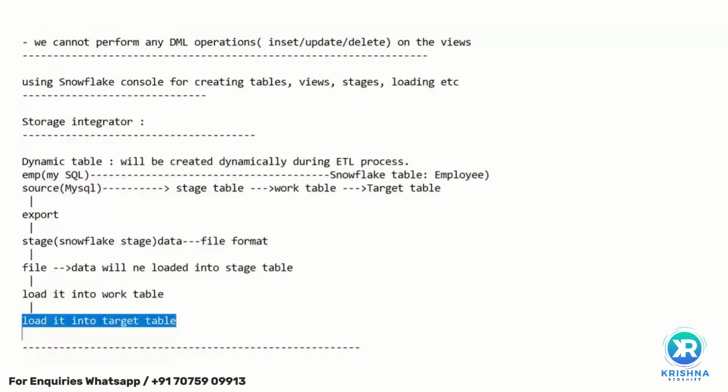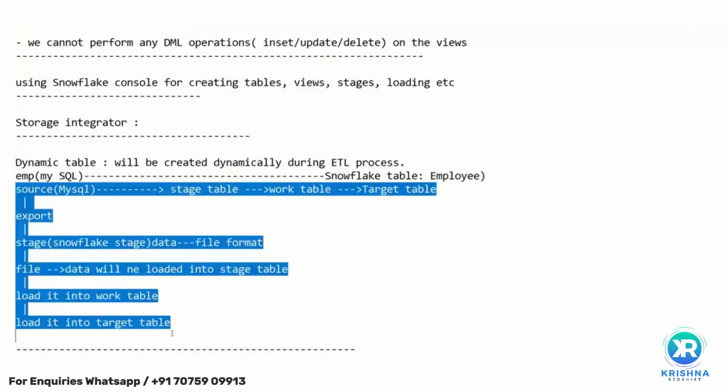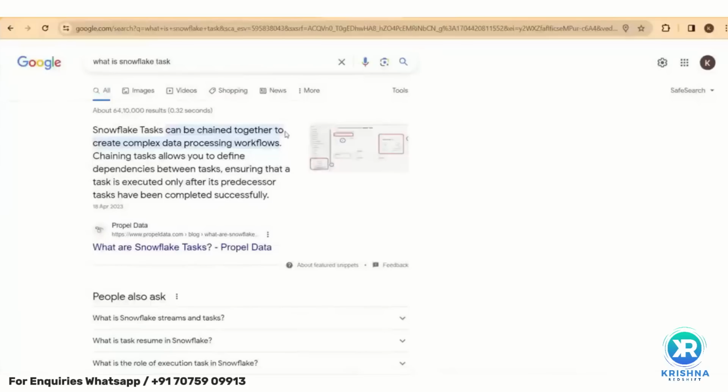So all these tasks are chained together. Linking together is called Snowflake tasks. Snowflake tasks can be chained. Chained means linked, because all our jobs are not independent, right? It has to be done one by one. Snowflake tasks can be chained together to create complex data processing workflow. So if you link all these things, it's a complete, or complex, data processing pipeline.